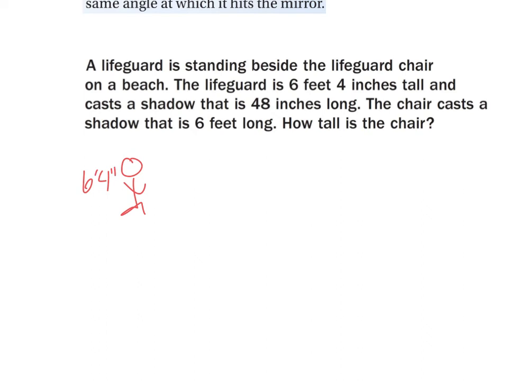And cast a shadow on the ground. So that would look like that. That is 48 inches long. Now the chair, think of a lifeguard chair. If you've ever been to a beach, it's like up in the air. They have it on a little platform. Let's draw him a little ladder so he can get up there, or she can get up there, whatever.